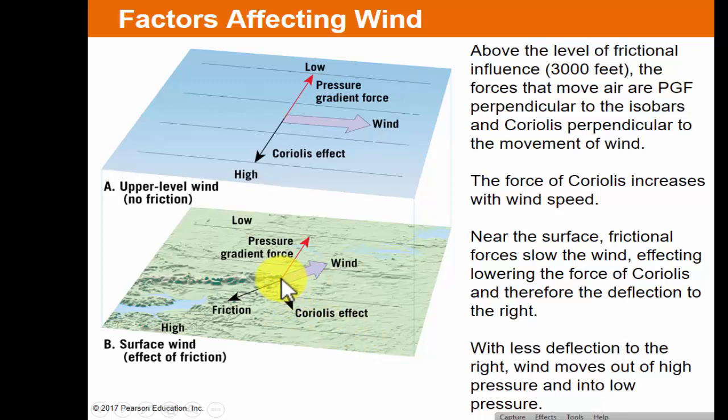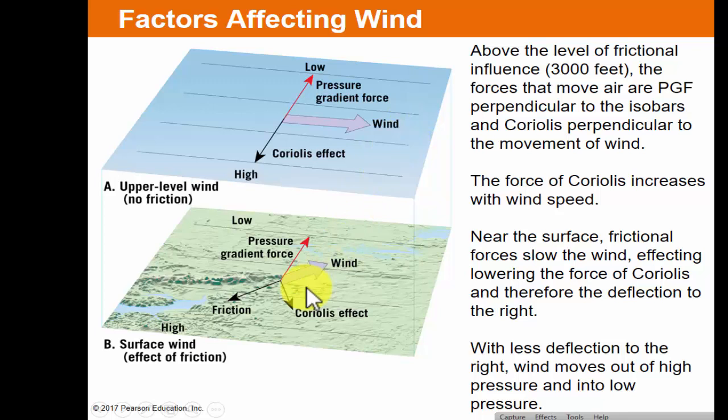And again, the pressure gradient is the same, so the pressure gradient force, the red arrow, is from high to low, all right? The wind blows and the Coriolis is perpendicular to the wind flow, but because the frictional surface causes the wind to be slower, the Coriolis force is also smaller, right? So this vector is shorter than this vector up here. So up here, the pressure gradient force and the Coriolis force are in equilibrium, and the wind blows parallel to the contour lines in this direction.